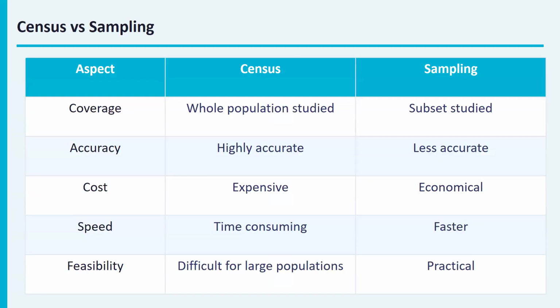So, if we compare census with sampling, census covers the whole population, and the whole population is studied in it, while in sampling, a subset is taken and studied. Census is highly accurate, sampling is less accurate than census. Census is expensive while sampling is economical. Census is time consuming while sampling saves time. The feasibility of census is that it's difficult for large populations and sampling is practically possible.